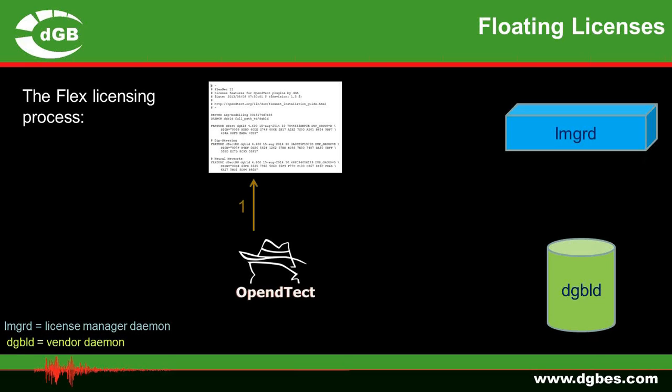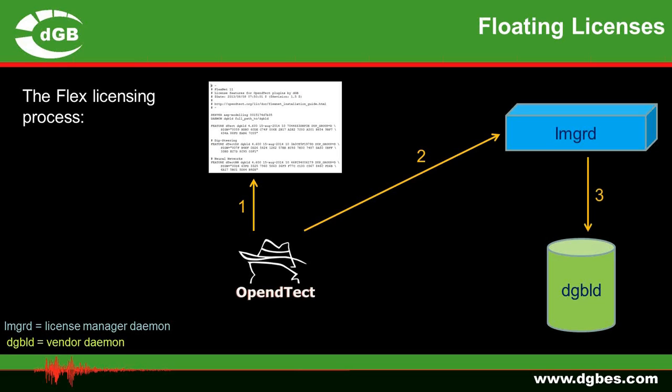First of all, the license module within OpendTect finds the license file, and this tells it where the server is. OpendTect will then connect with the license manager daemon on the server, and this tells it which vendor daemon it needs to talk to. In this case, it's the DGBLD. So it will contact DGBLD.